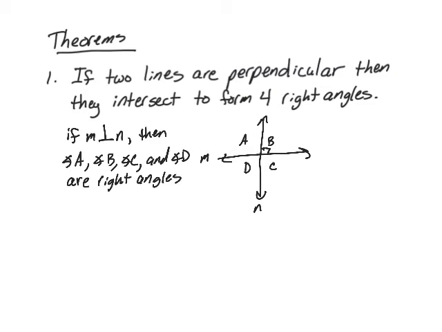We use this quite a bit in our proofs, and the way we write it is this. Perpendicular, we use the symbol, the upside down T. Perpendicular lines form right angles. So that's the first perpendicular line theorem. Perpendicular lines form right angles.